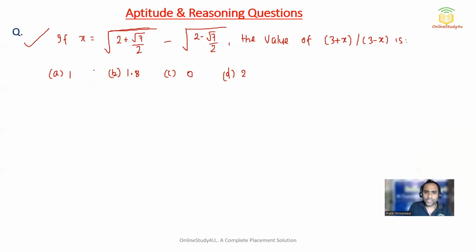Now, if X is equal to this, then the value of 3 plus X plus 3 minus X, and the value which has been given here is 1.802. So definitely for this question, the square root has to go off.